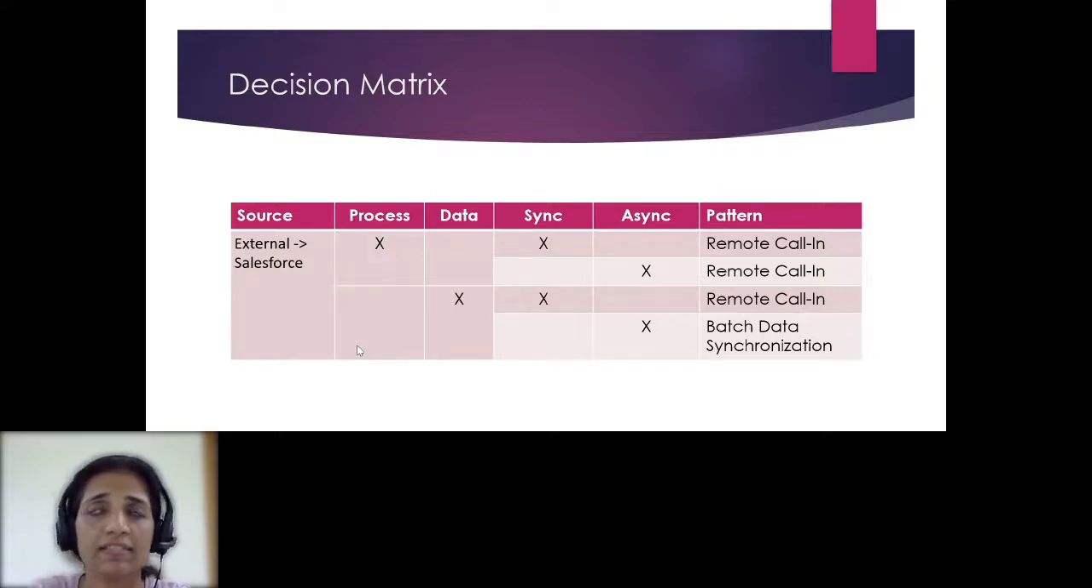Now, whatever we have discussed till now, I have shown as a decision matrix. All of this is also available in Salesforce Help. If you review the integration architecture Trailhead, you will have this PDF talking about all the patterns in detail, and a similar decision matrix is also available in that PDF. I've been inspired from there, and I'm talking to you about it. However, just keep that in mind.